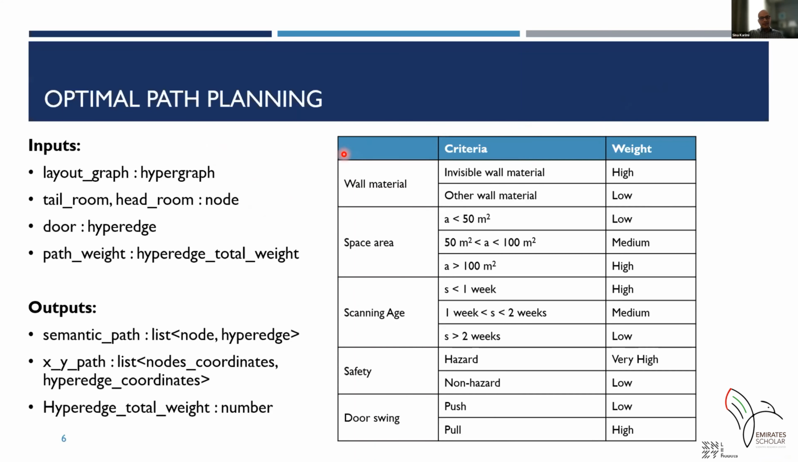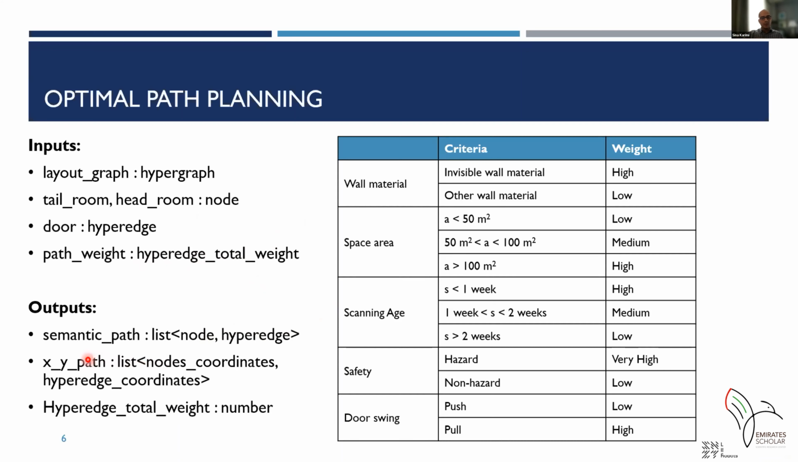Go ahead. So the algorithm that we developed provides a hypergraph, and the hypergraph is comprised of the tail room and head room, which are the nodes. And the hyperedges are the doors and the transition between each of the nodes, so that the total path weight is the hyperedge total weight. So when we provide all this information automatically, the algorithm outputs a list of nodes and hyperedges, and so it is kind of like a high-level path planner for the robot that contains BIM information.